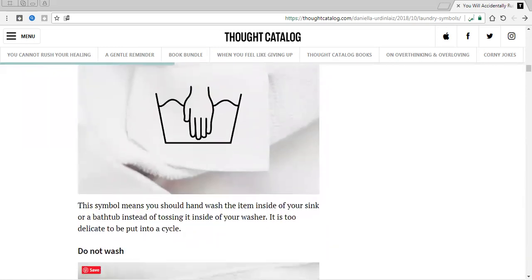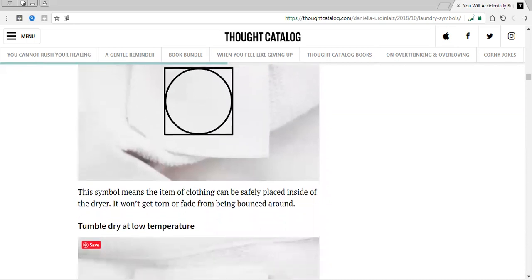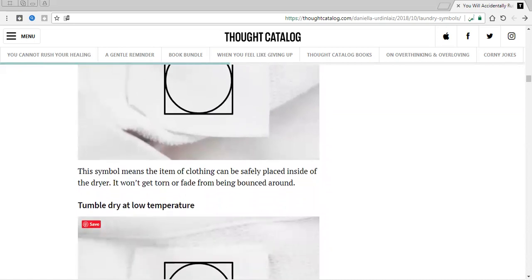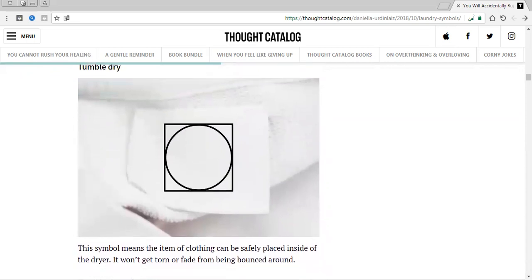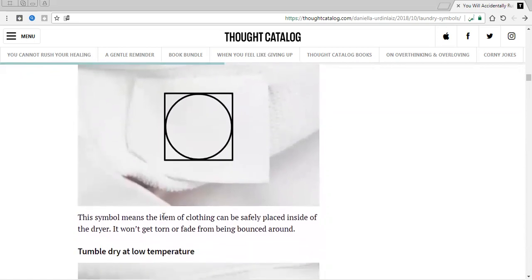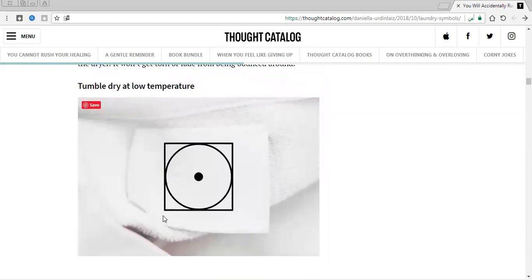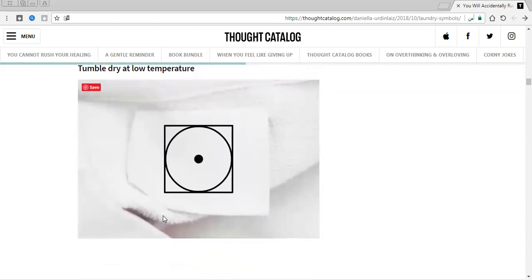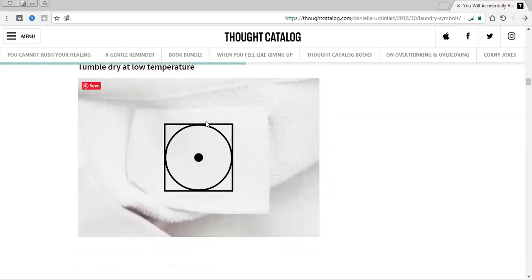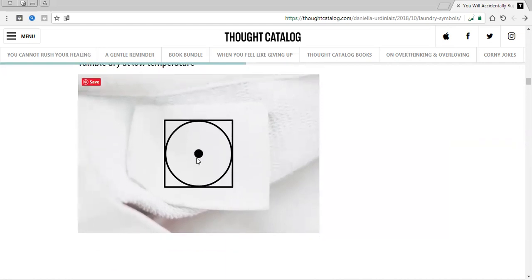Now we are going to move to the second group, tumble dry. This symbol means tumble dry, التنشيف الجاف. If we have the same symbol, a square with a circle and a dot inside it, this symbol means low temperature: tumble dry at low temperature.